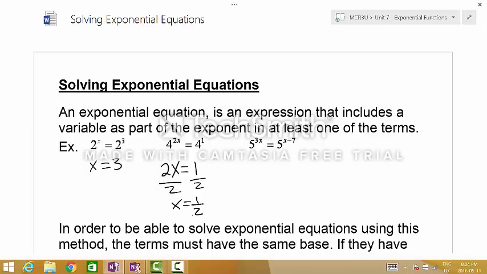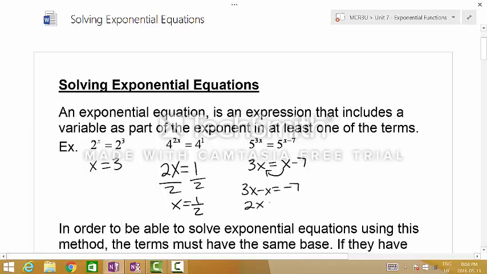Same thing with the last one. Bases of both are 5. We need to make the exponents equal each other and then solve for x. I'm going to move that x to the left hand side. Gives me 3x minus x equals -7. 3x minus x is 2x. So we have 2x equals -7. Dividing both sides by 2, we have x equals -7 over 2.